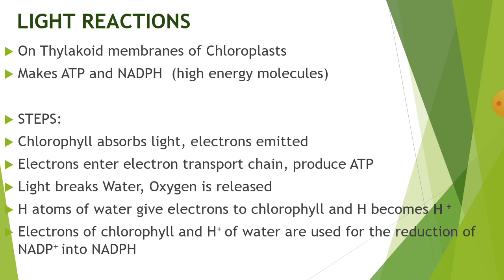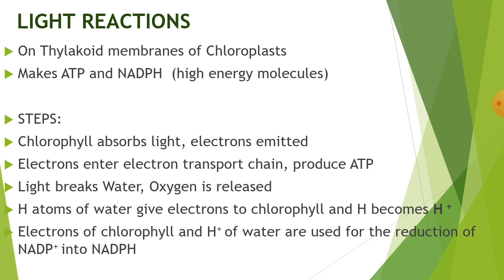These light reactions were explained by Cornelis van Niel. Now the steps involved are: chlorophyll absorbs light and emits electrons. These emitted electrons enter the electron transport chain to produce ATP. So ATP is produced. The other thing which happens is that this light also breaks water and oxygen is released.